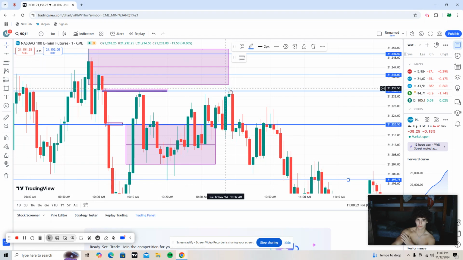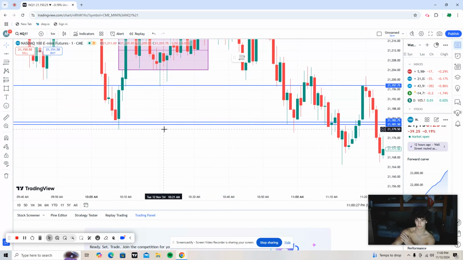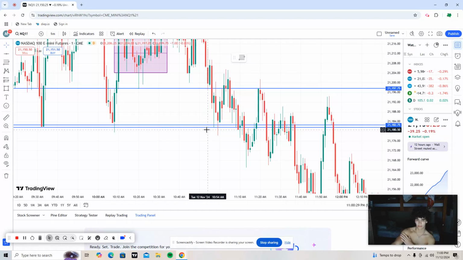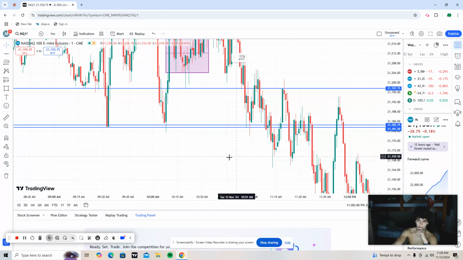And then once it swept this high, it went on here to sweep this low, and then it went to sweep this low again, and then came up to sweep this high. I could go on and on about what high and low it's going for. I'm just trying to make sure y'all get the point.